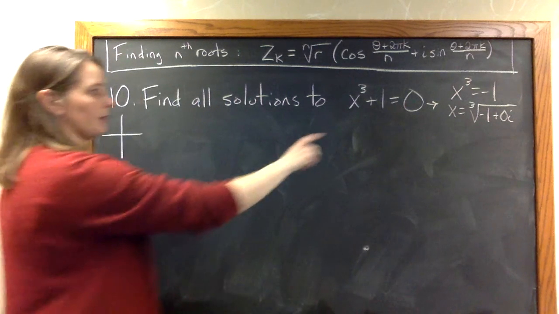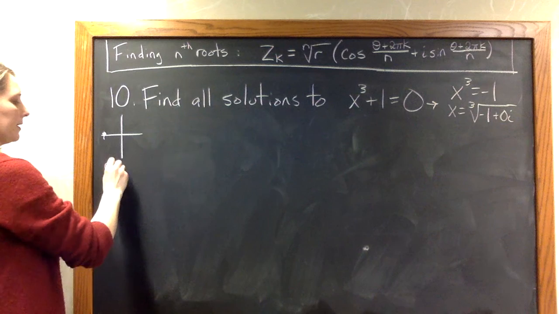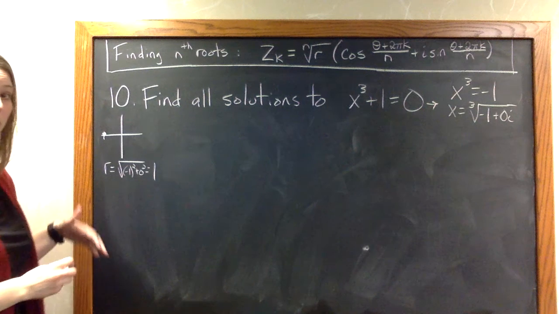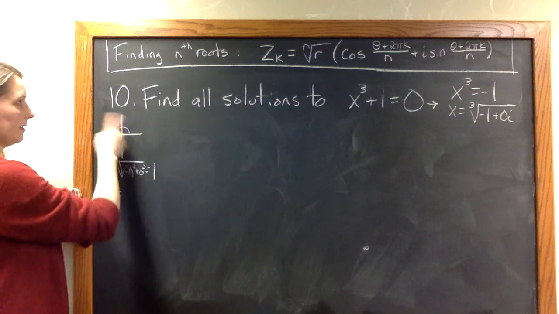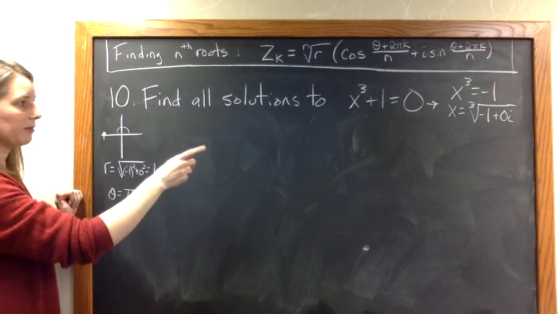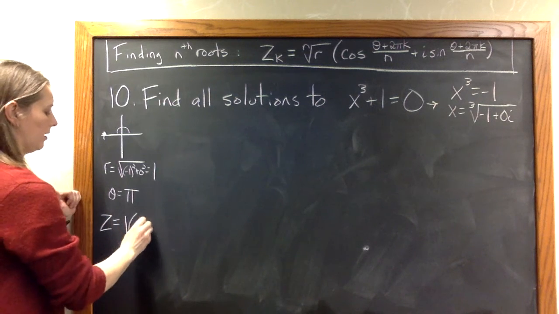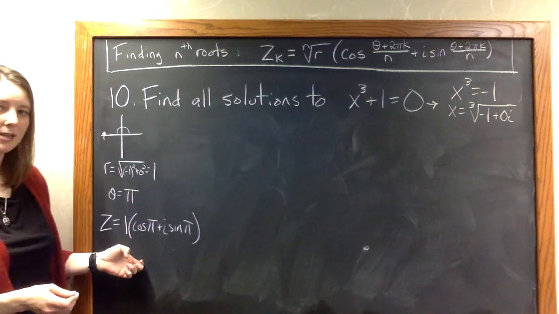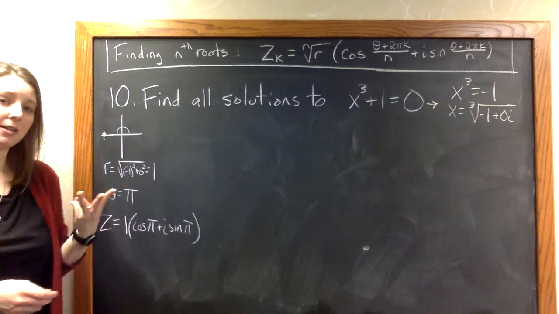So remember, this complex number is -1 plus 0i, so it's right here. R is going to be the square root of -1 squared plus 0 squared, which of course is 1. And our angle is pi. We're going to do this one in radians, so 180 degrees or just pi. So if we want to rewrite this number in trig form, it is 1 cosine pi plus i sine pi. Okay, that's what we're trying to take the cube root of. So now we're going to use this to find all 3 answers.